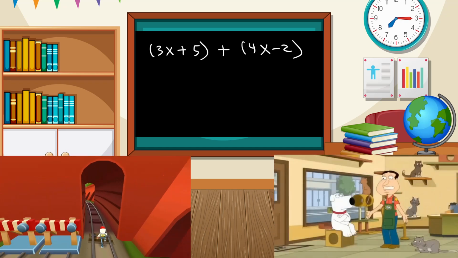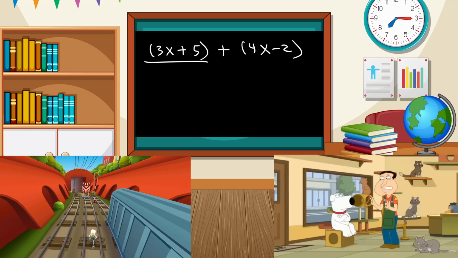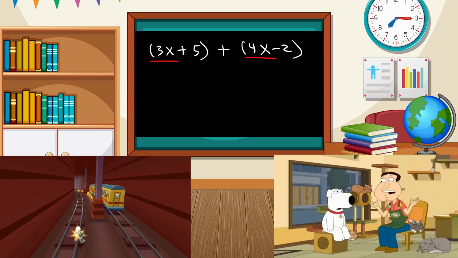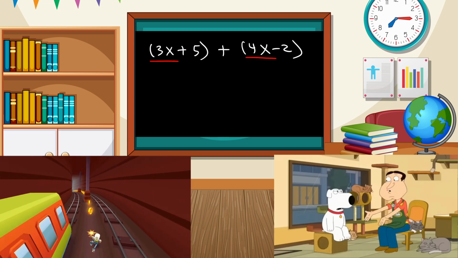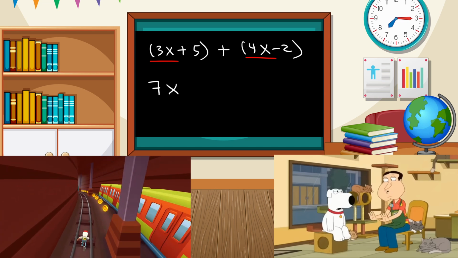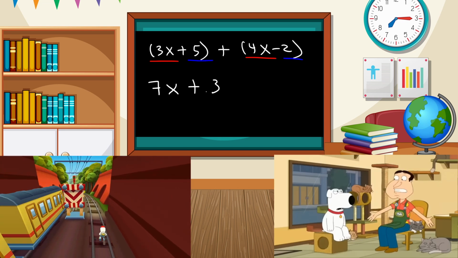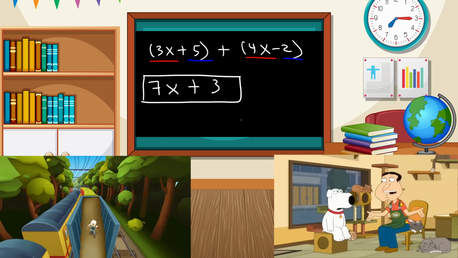So how can we add 3x plus 5 and 4x minus 2? How can we do that? The first thing we need to do is add like terms. 3x and 4x are like terms. What you need to do is add the 3 and the 4. 3 plus 4 is 7, so this is going to give us 7x. And then we can add 5 and negative 2. 5 plus negative 2, or 5 minus 2, that's 3. So the answer is 7x plus 3.